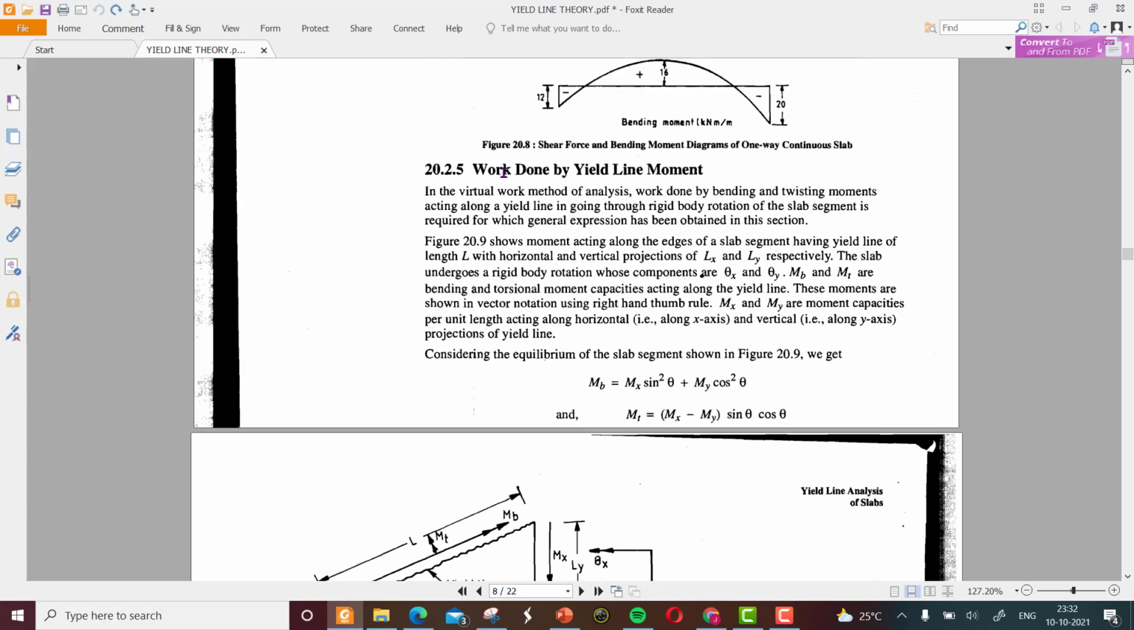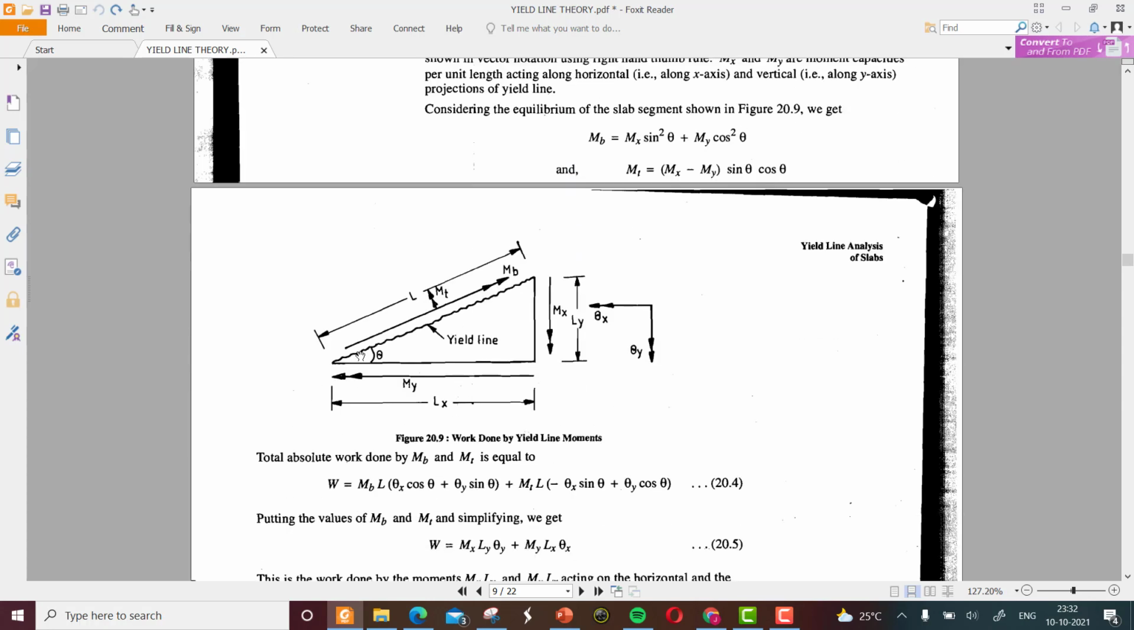We are going to resolve the moments for a better simplification. So I will go through these writings to make it very clear. What we are going to do is that we have an inclined yield line, and we are going to represent the inclined yield line with respect to the horizontal and the vertical components, which will be easy to apply. So how to do that?